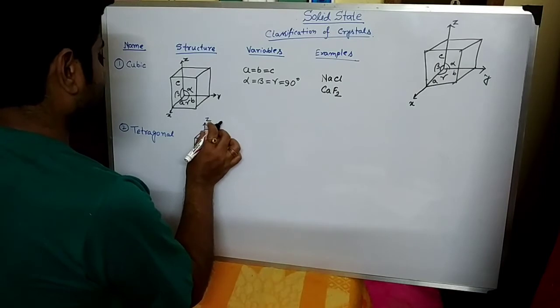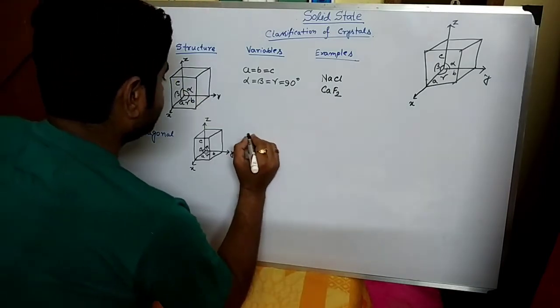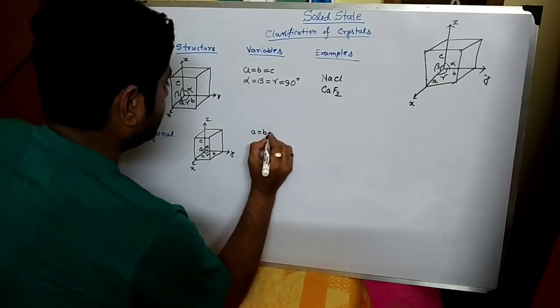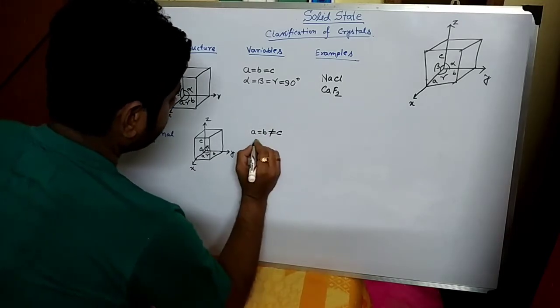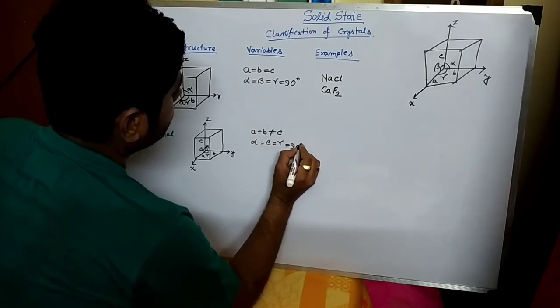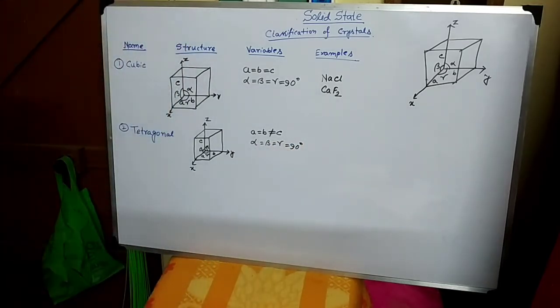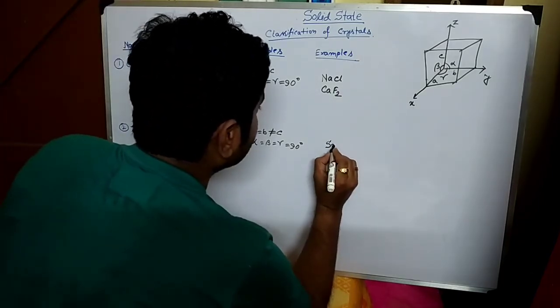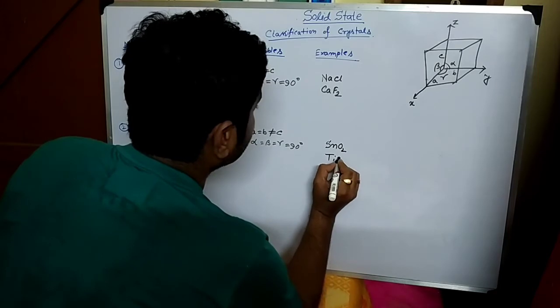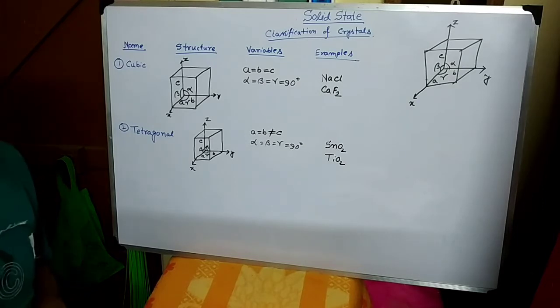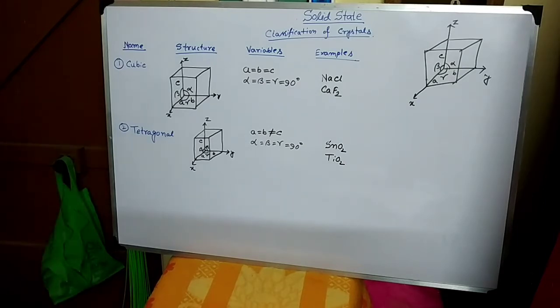So what are the variables here? The condition of the variables is A equals to B not equals to C, alpha equals to beta equals to gamma equals to 90 degree. Here also all the angles are 90 degree. What will be the example of that? That is SnO2, TiO2. Then the next category is hexagonal.